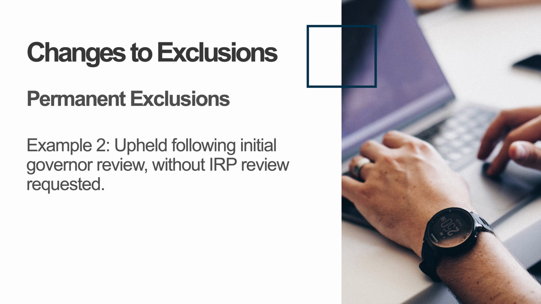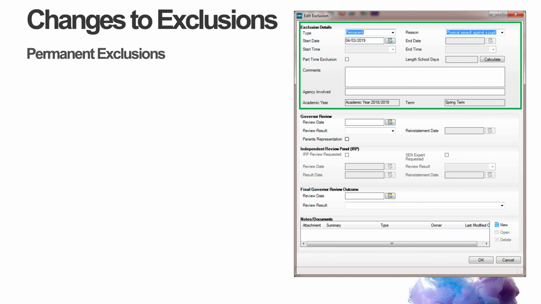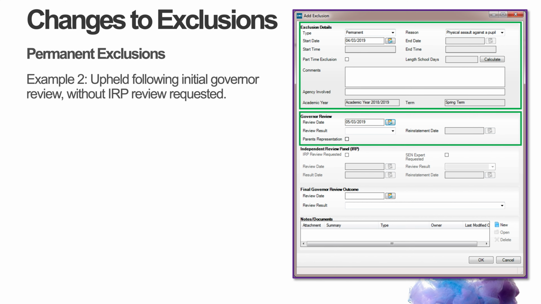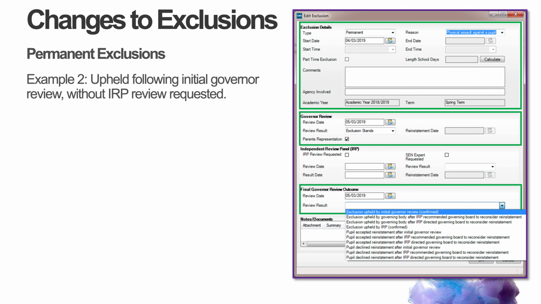If the governors decide to uphold the head teacher's initial decision and there's no review panel sitting, then we'd simply record the exclusion as normal. We'd record the date of the governor review and the fact that the exclusion stands, and then the final review outcome would be the review date and the review result, and we've got one there: exclusion upheld by initial governor review.